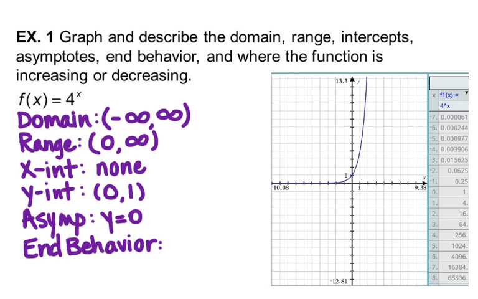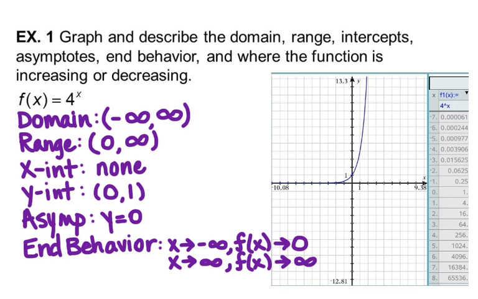Okay, then for the end behavior, this one's going to be a little different from other functions that we've talked about, because as x approaches negative infinity, the function is actually approaching 0 instead of negative infinity. And then on the right-hand side, as x approaches positive infinity, the graph is still approaching positive infinity. It's going to continue to go up.